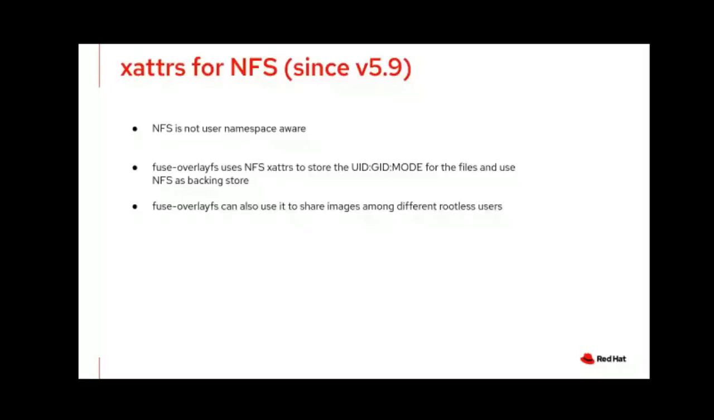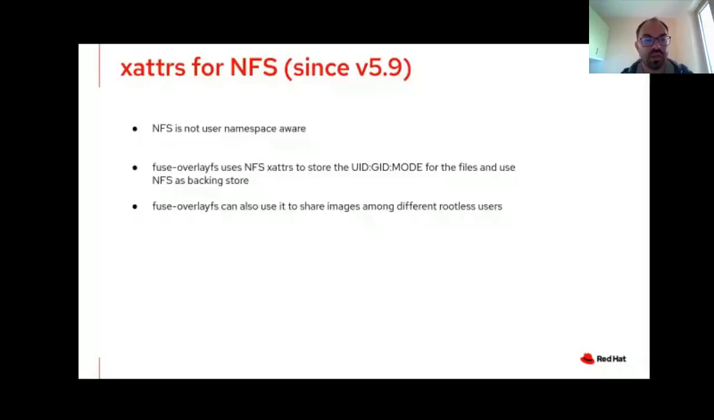So a chown will be converted to a setxattr, and a stat on the file will use a getxattr for that file. So this will help us to use NFS storage for rootless containers.